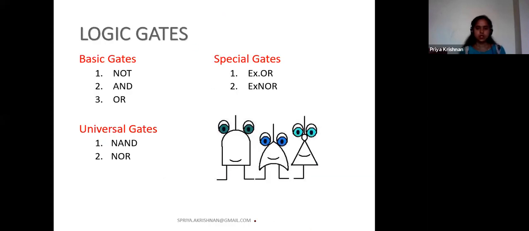See, we are dividing these logic gates into categories: basic gates, universal gates, and then special gates. In basic gates we have three: NOT gate, AND gate, and then OR gate. In special gates we have NAND, NOR, and then XOR and XNOR. Yes, so these are the total basic elements of digital circuits.